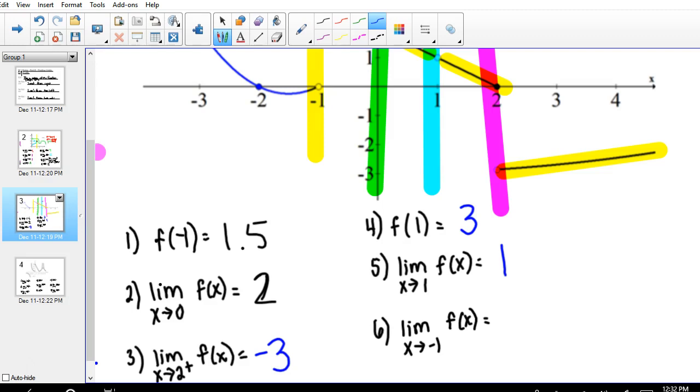This function's not continuous because it's got a hole in the graph there. But it does still have a limit because from either side it approaches that same point.